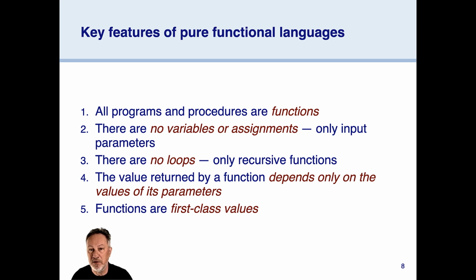And as a consequence, we have the very nice property that's called referential transparency. We'll hear about this later, which ensures that every time we evaluate a function, we'll get the same result. Finally, functions are first-class values. So this means that a function is a value and can be passed as a parameter to another function. This gives us something very powerful, which is known as higher-order functions.